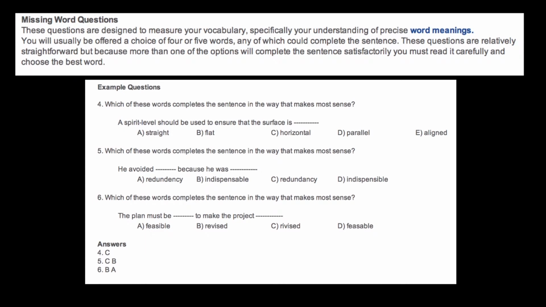Missing word questions. These questions are designed to measure your vocabulary, specifically your understanding of precise word meanings. You will usually be offered a choice of 4 or 5 words, any of which could complete a sentence. These questions are relatively straightforward, but because more than one of the options will complete a sentence satisfactorily, you must read it carefully and choose the best word.